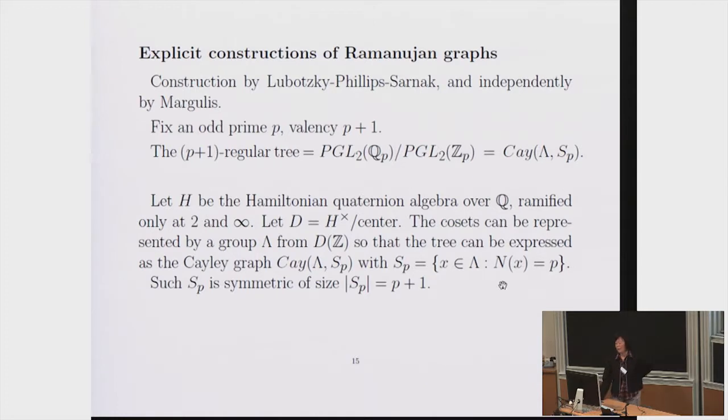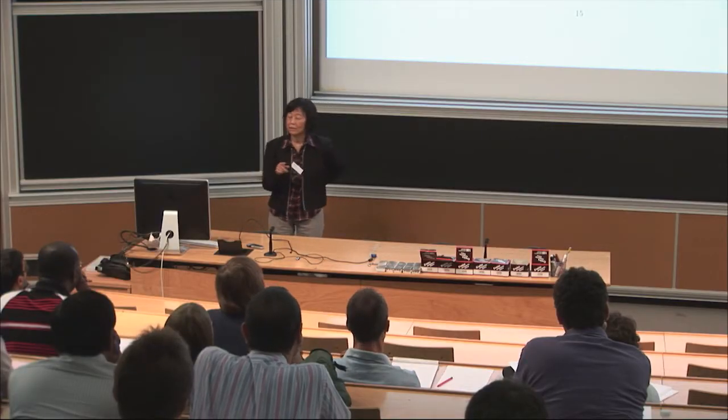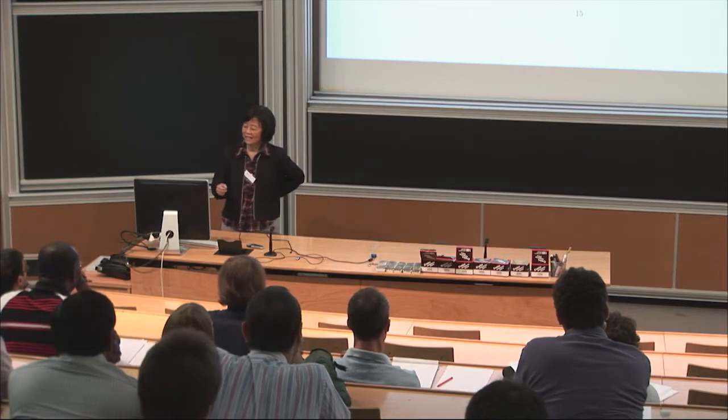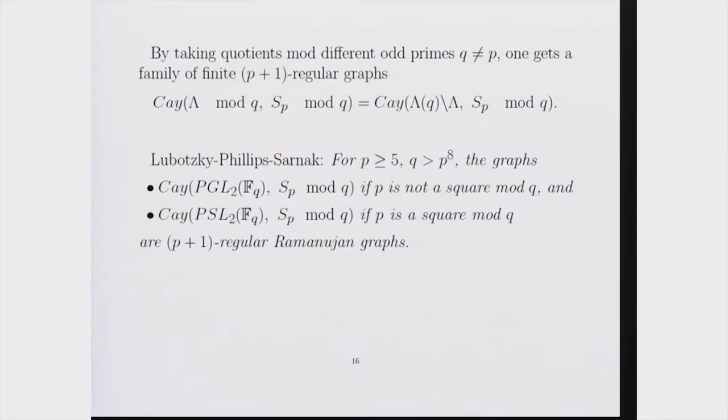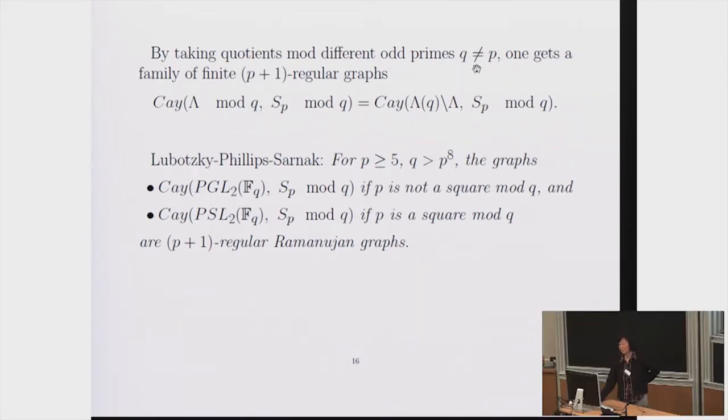The advantage of the points in this group Lambda having integer coefficients is that we can take a different prime and do reduction. So I can take a different prime q not equal to p, and do reduction modulo q. So I have the group modulo q, and the generating set modulo q. Then I come up with a finite graph, where the cosets will be Lambda modulo the kernel of the reduction.